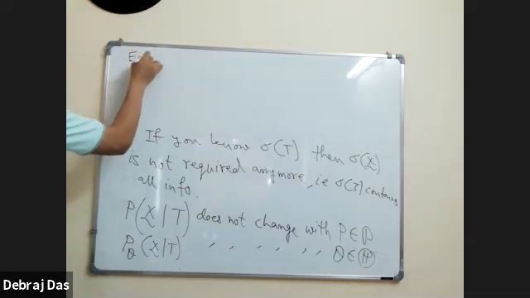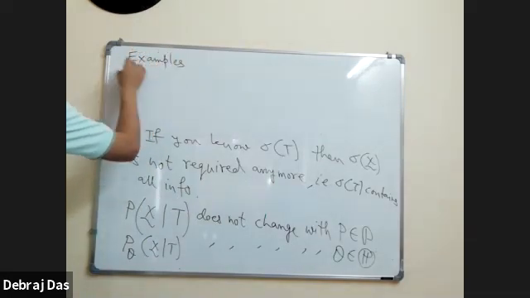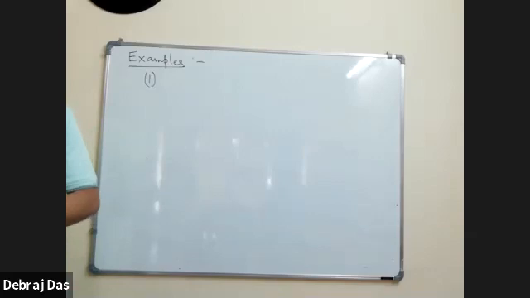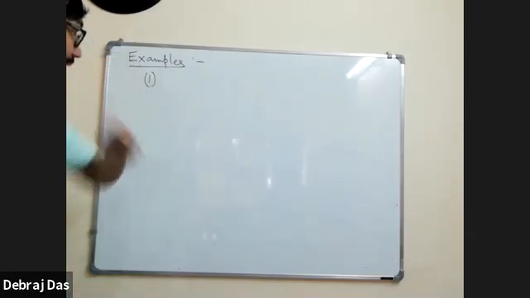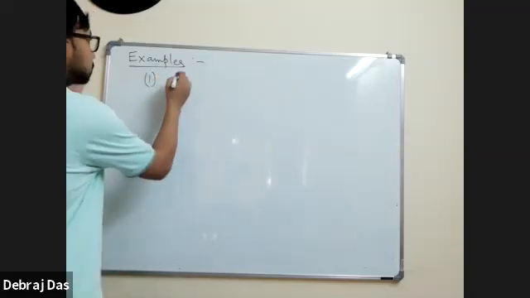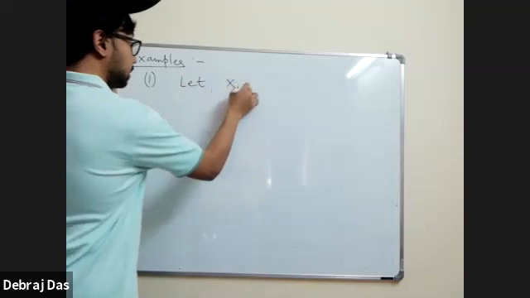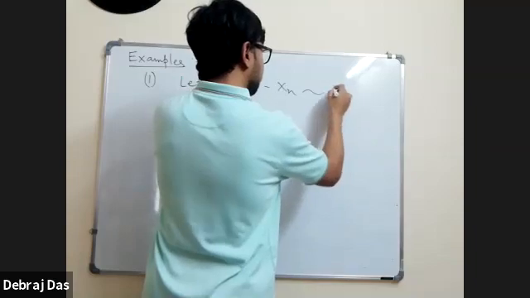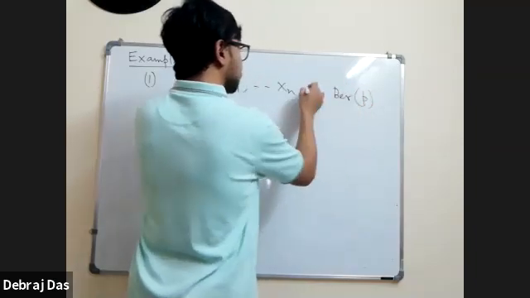So let's look into a few examples. First one. Mathematically, you know how to find the conditional distribution. That is fine, but what is the intuition actually? So let X1 to X10 be all from Bernoulli. Okay, these are all IID.